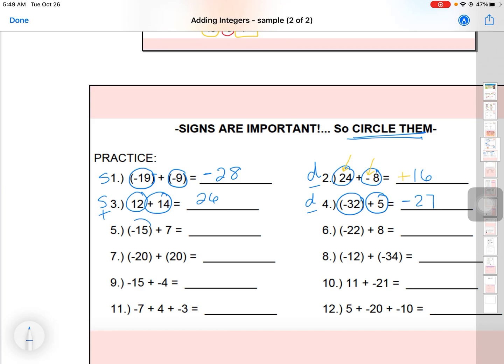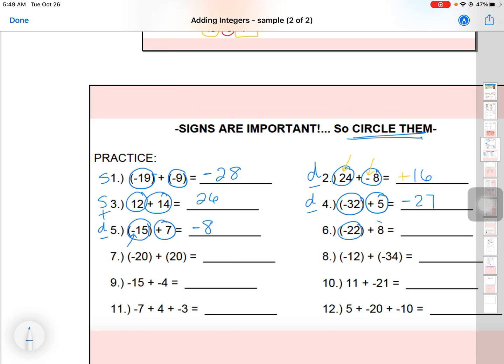Okay. I'm going to continue. I've got a -15 and a +7. The signs are different, so I'm going to subtract. 15 minus 7 is 8. And I've got more negatives here, so my answer would be -8, because 15 has the greater absolute value. You're more on the negative end.